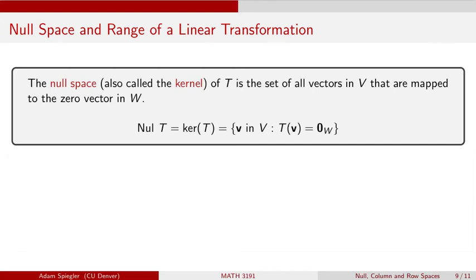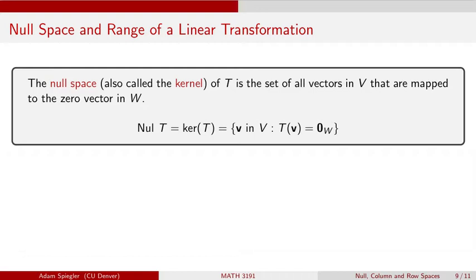All right, welcome everybody. So far we've been discussing null, column, and row spaces for a given matrix. Now we've extended our definition of linear transformations to be not just from Rn into Rm, but from any vector space V into any vector space W. And for each of these linear transformations, we'll see that we do have a matrix representation of it.